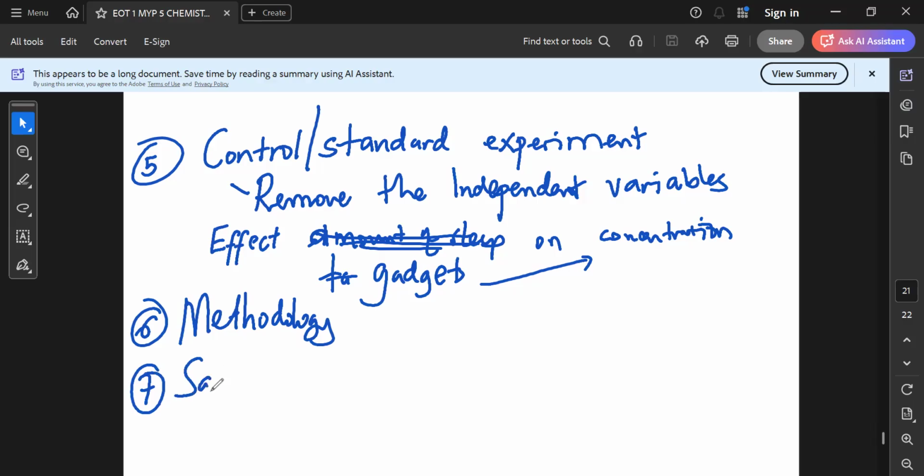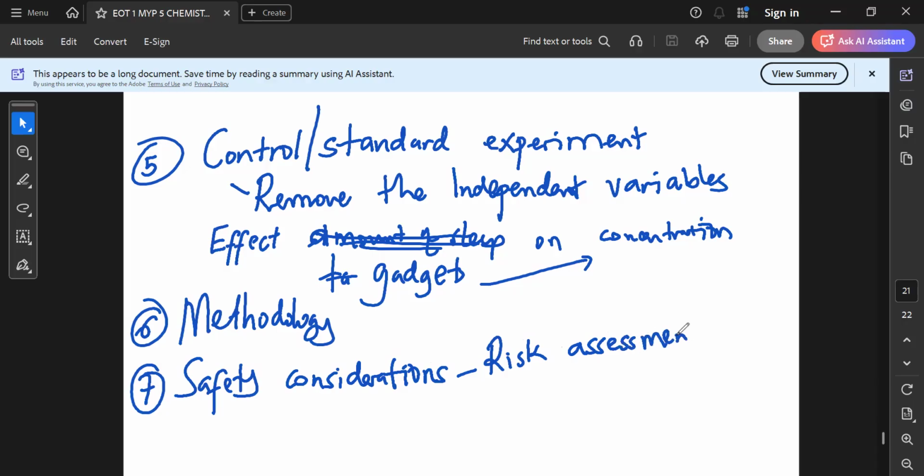These are normally called safety considerations, what someone normally calls a risk assessment. As a scientist, before you carry out any experiment, there are things you must take into consideration. Normally we talk about a hazard, we talk about a risk, and we talk about a control or a precaution.